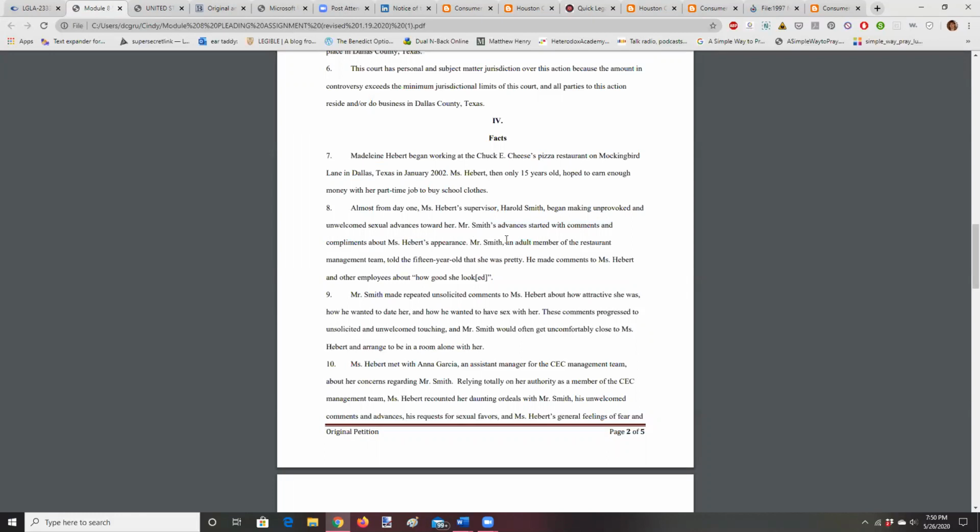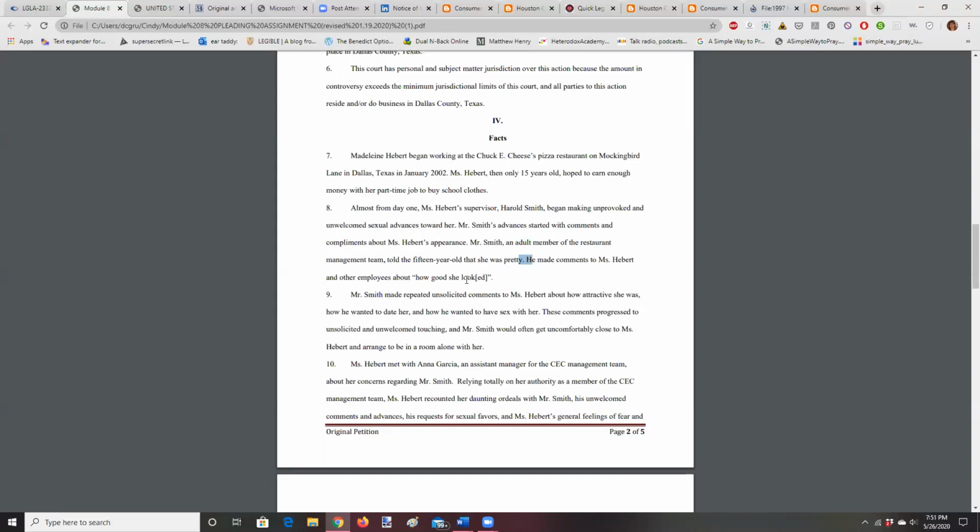Looking at the next sentence: "Mr. Smith, an adult member of the restaurant management team." That looks like it's true. Probably Mr. Smith is an adult, and he's probably a member of the management team. "Told the 15-year-old that she was pretty." That could have happened. Let's assume it did. You're going to have to admit to it. "He made comments to Miss Abear and other employees about how good she looked." Maybe that's true, maybe you're going to have to admit that. Maybe it's not true. But you can see that going through this is a very lengthy process. As a result, in federal court, it's not unusual for the answer to be longer than the original petition.